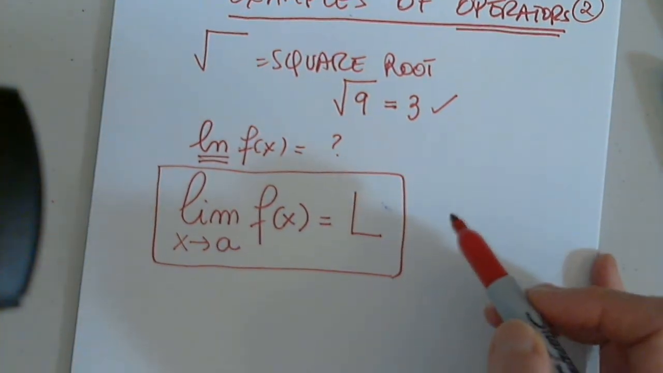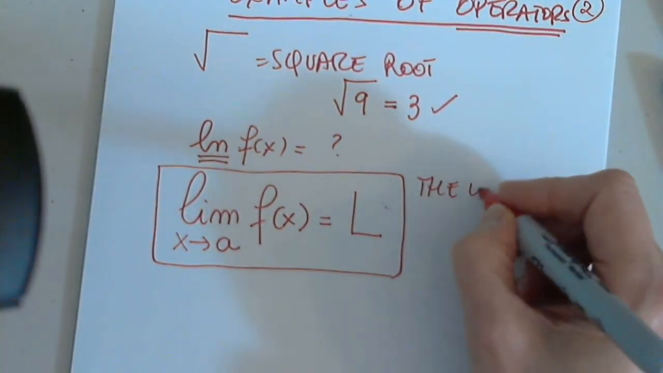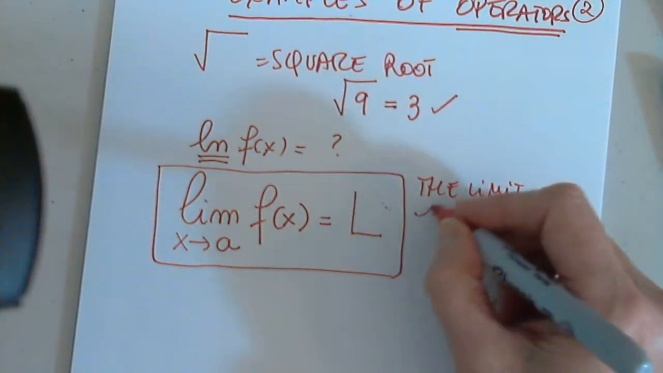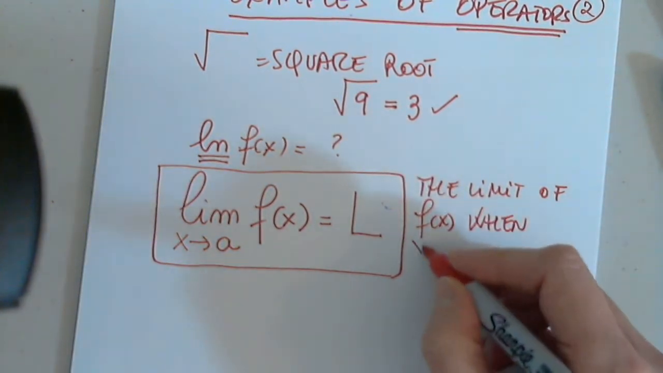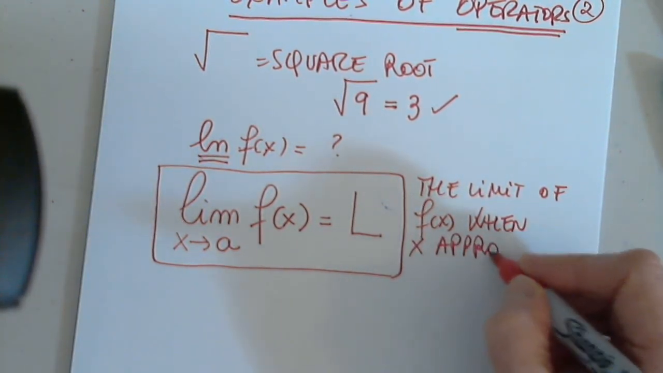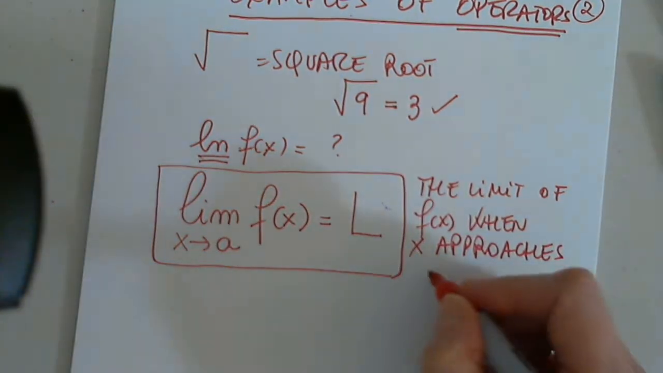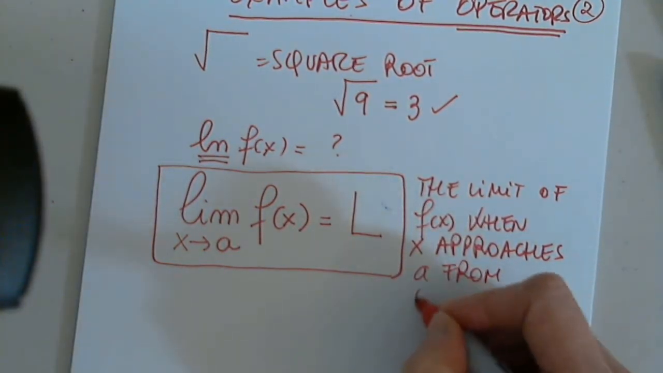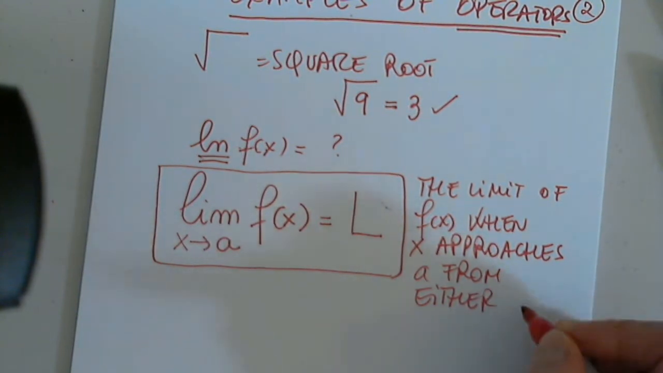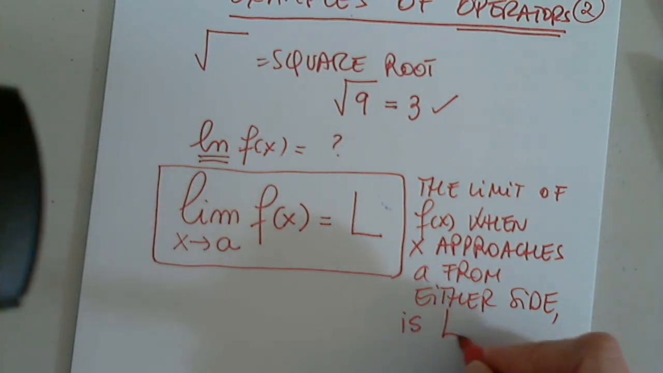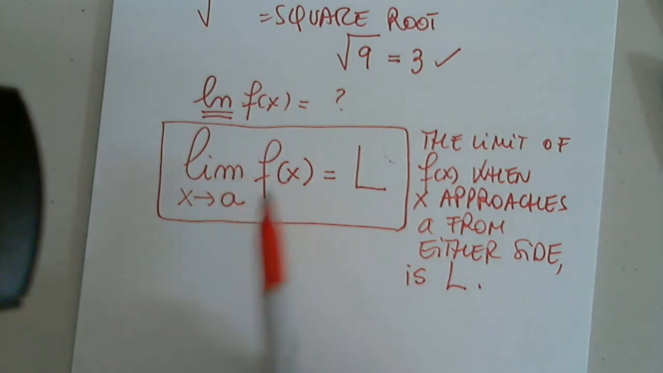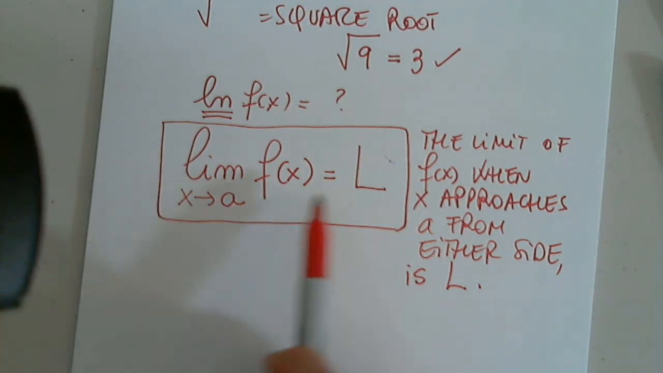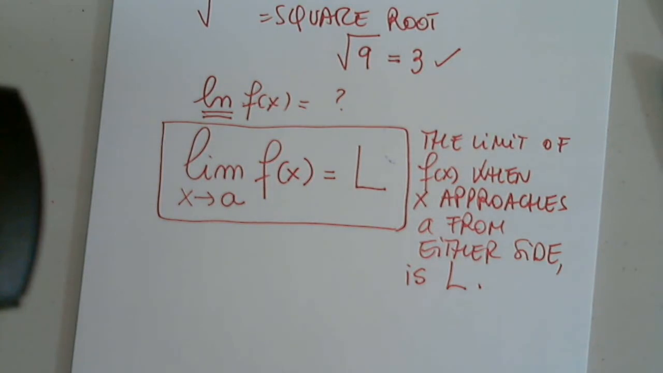How do we read it? The limit of f of x when x approaches a from either side, comma, is L. The limit of f of x as x approaches a from either side is L.